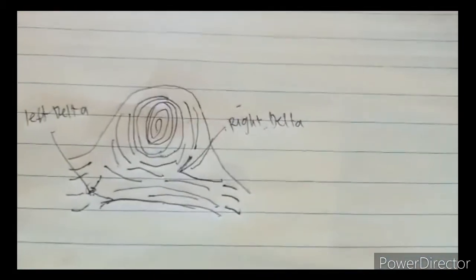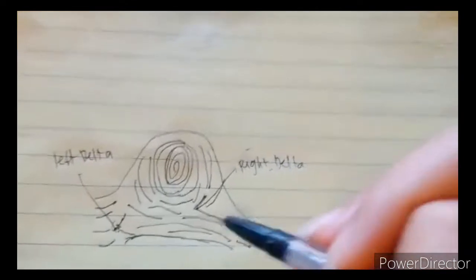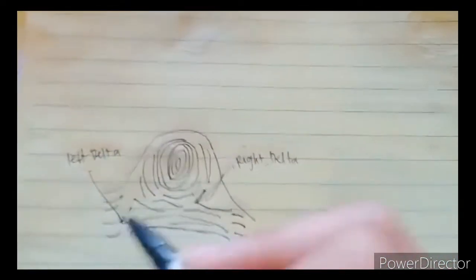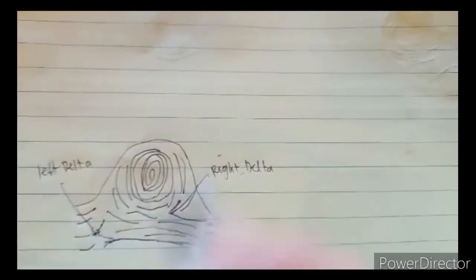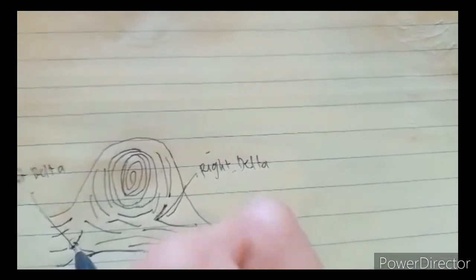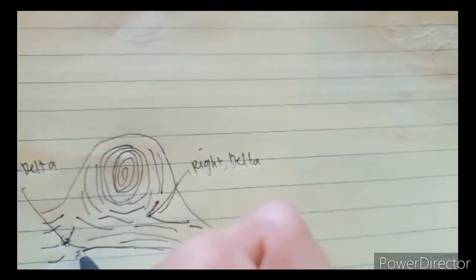This is the example of a wall pattern. First is the right delta, the left delta, and this is the bifurcation. Bifurcation, trace, this will become a tracing ridge.